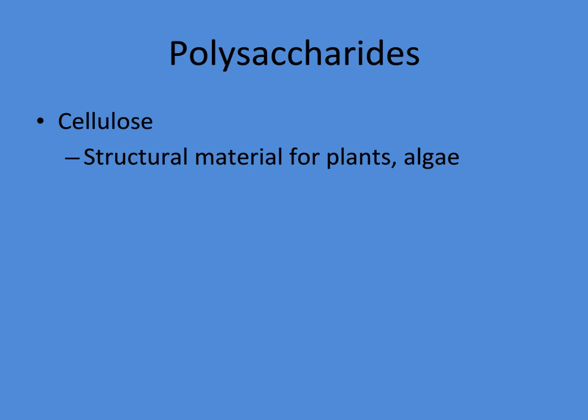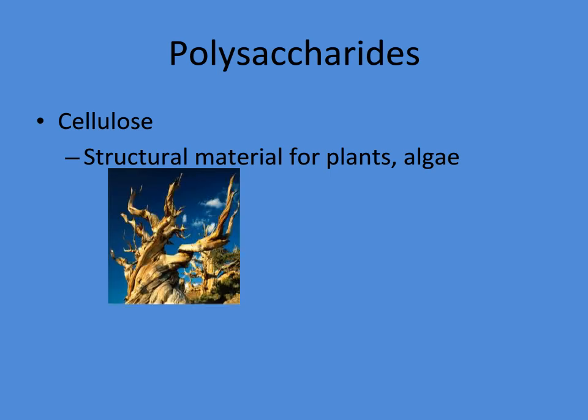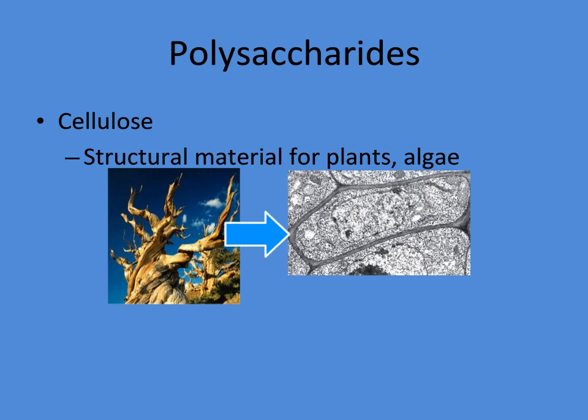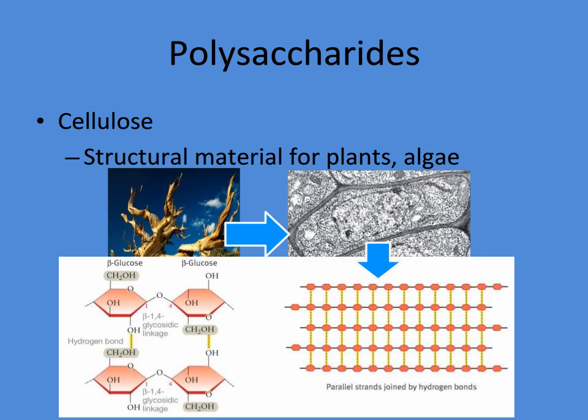Cellulose is the polysaccharide plants form for structural purposes. If we look at a plant, its cells are surrounded by a tough cell wall. A major component of cell walls is cellulose, which consists of glucose joined by beta-1,4 glycosidic linkages. These long, straight chains are further joined by hydrogen bonds to make cellulose a very strong, stable building material.